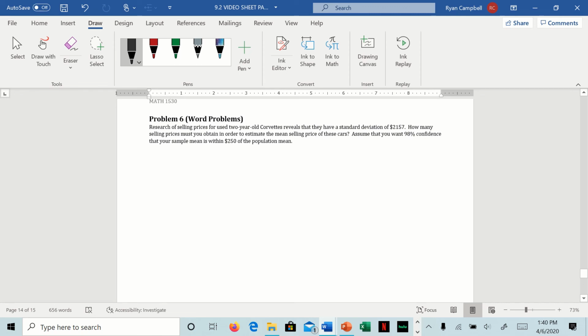Problem 6. Research of selling prices for used 2-year-old Corvettes reveals that they have a standard deviation of $21.57. How many selling prices must you obtain in order to estimate the mean selling price of these cars? So it's talking about the mean, the mean selling price. So we know we're going to use our mean formula.